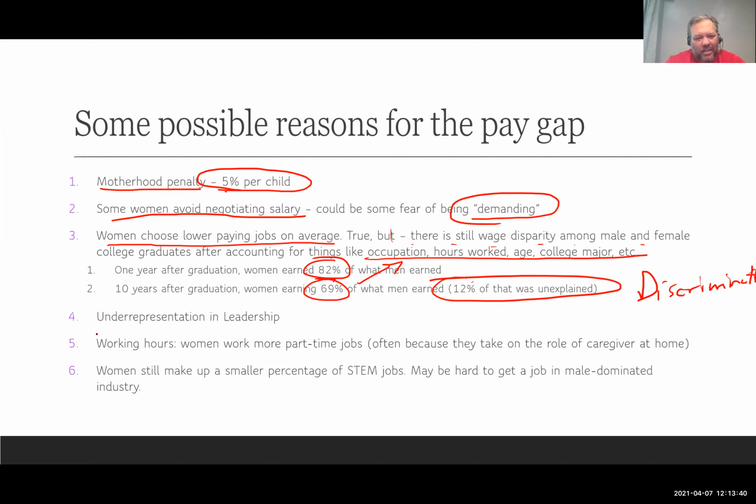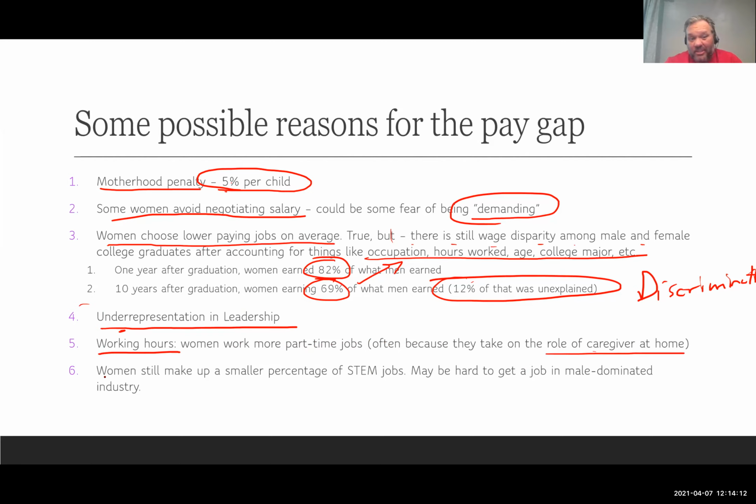And so another issue would be underrepresentation in leadership. So corporate leadership, especially, is where you start making the big money. And so women are definitely underrepresented there. The number of working hours, women tend to work fewer hours. But again, you need to ask yourself why, and that is often because they are taking the role of caregiver at home and they don't have those extra hours to put into work because somebody's got to take care of the kids at home. All right.